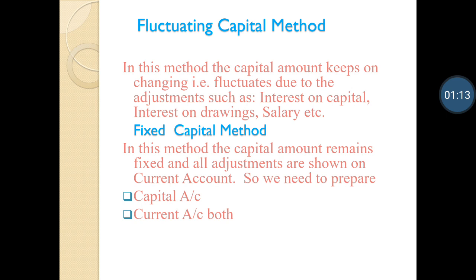The point to be remembered here is, when you prepare a capital account, you will show a maximum of 4 items. One is the opening capital figure, second is the additional capital introduced, third is the capital withdrawn, and fourth is the closing calculated balancing figure. Let's move towards the illustration.